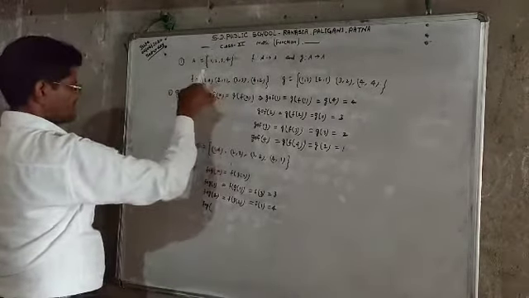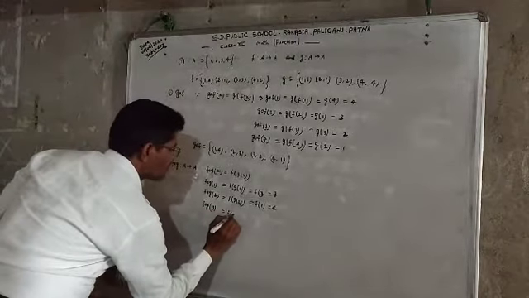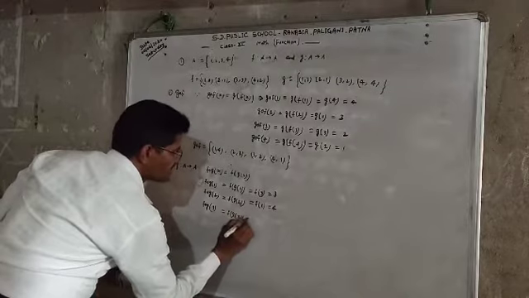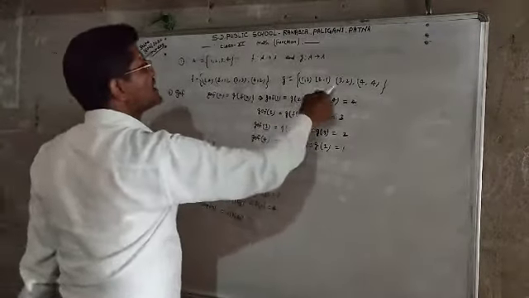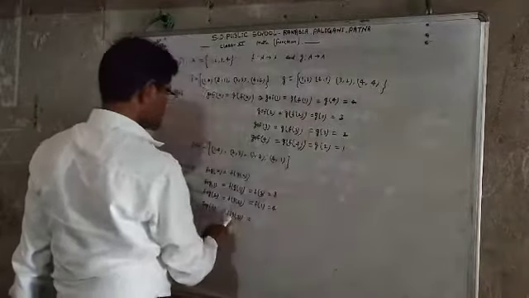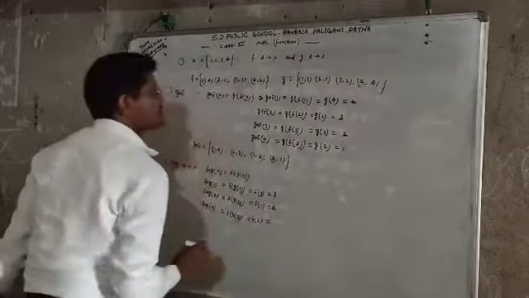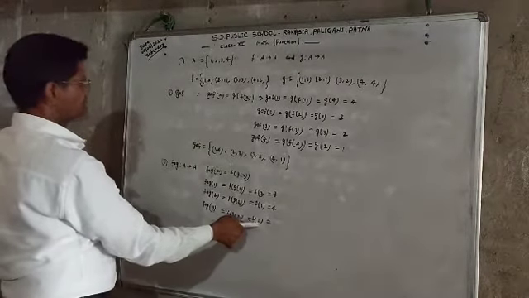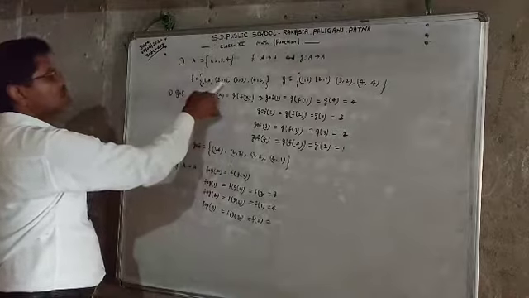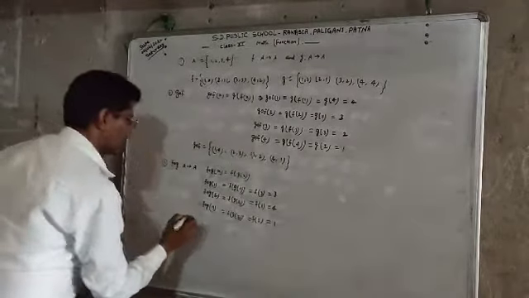FOG for the third element 3 means f of g3. From the second function, the image of 3 is 2, means g3 equal to 2, means f2. From the first function, the value of f2, the image of 2, is 1. Therefore, f2 equal to 1.